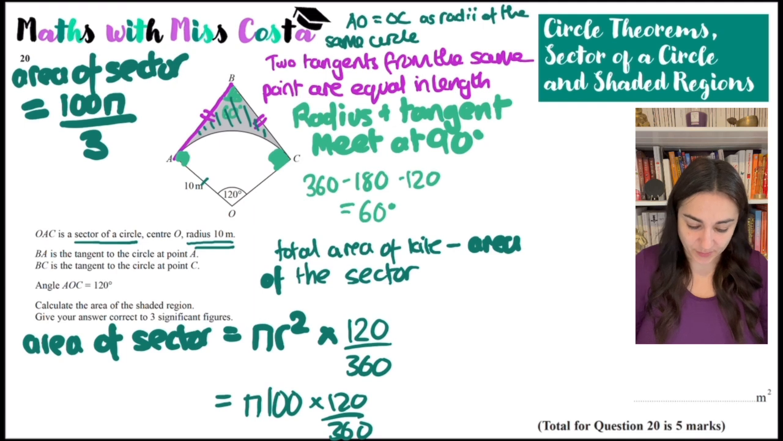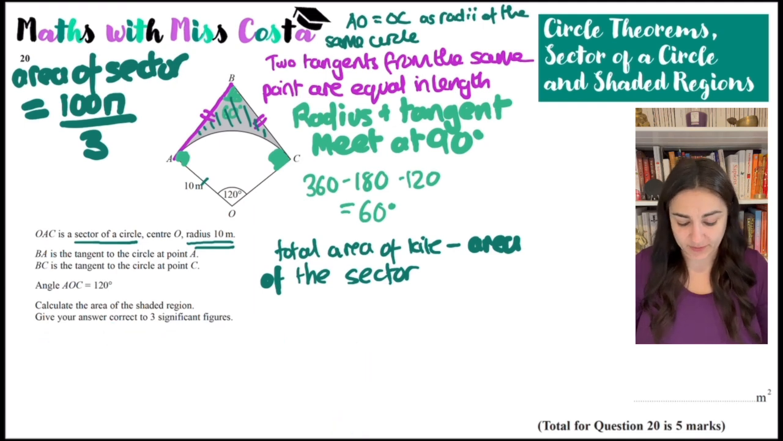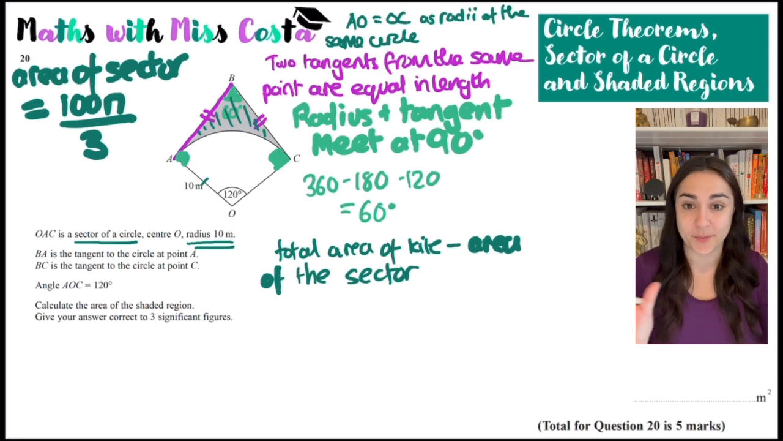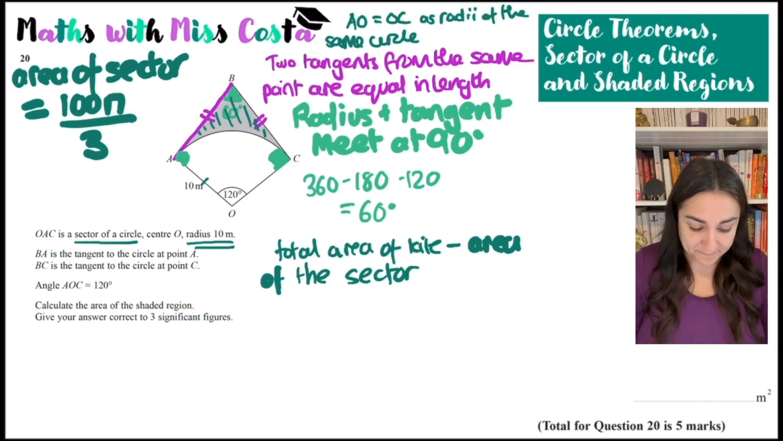Now what do I need to do? I need to somehow work out the area of the full kite. There are a few ways that we can do this, and with any question like this, there are so many different little routes that you can take. So it's just about following one step leading into the next step. So let's have a look at what I can do.